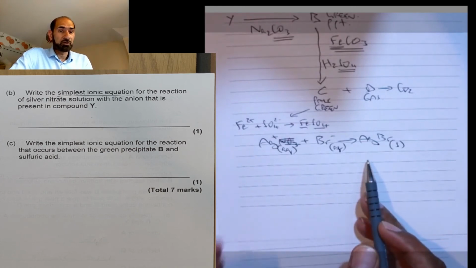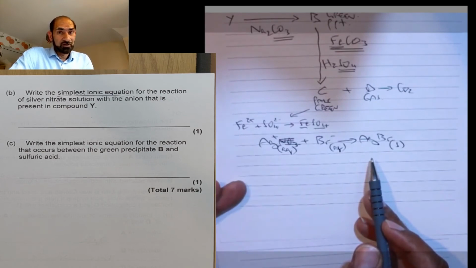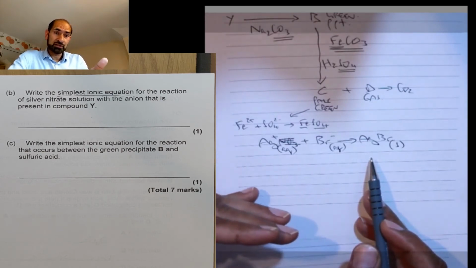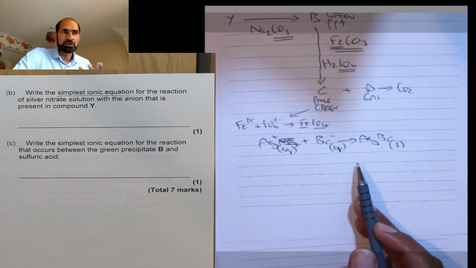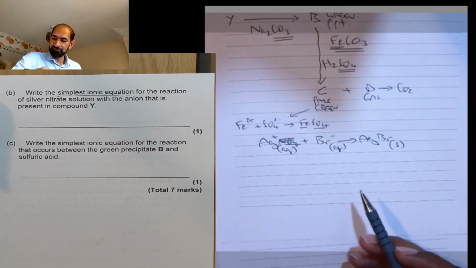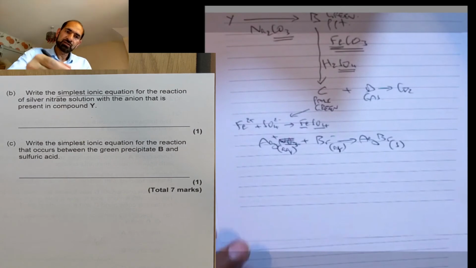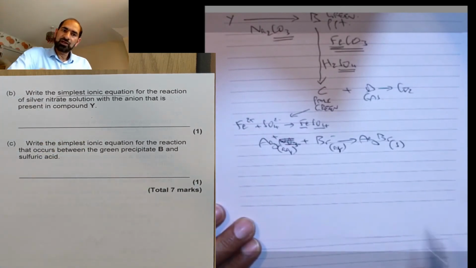So if you do decide to put them, even though the question hasn't asked for it, and you get them wrong, you'll get penalized. However, because the question hasn't asked for it, if you leave them out, you won't get penalized. Okay. So the next question. So there you go. And don't forget, obviously, precipitate.